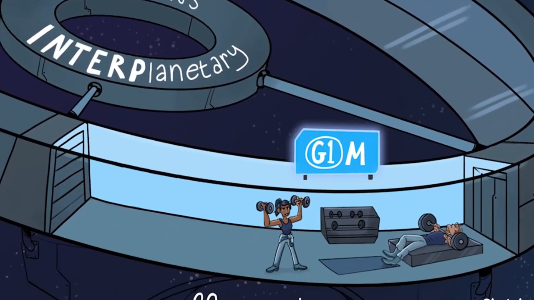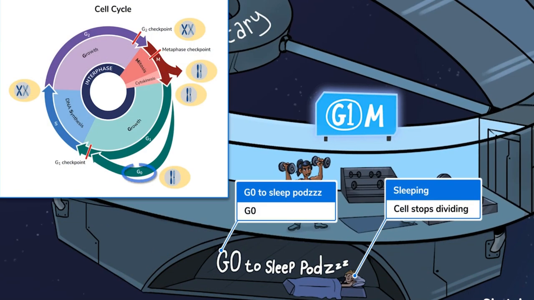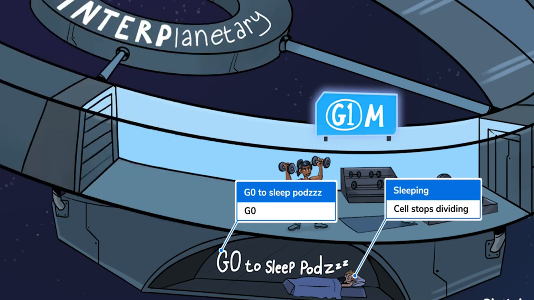So, the cell has completed a full cycle, but you're probably wondering what happens to cells that don't normally divide. Well, from G1 they can enter G0, a dormant phase in which cells are metabolically active but slow down protein synthesis, don't grow, duplicate, or divide. To show that, we drew a go to sleep pod for our astronauts.